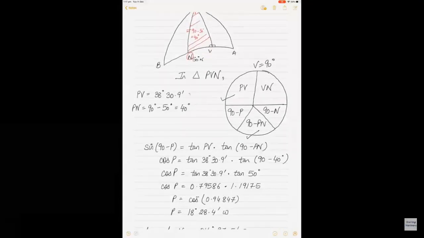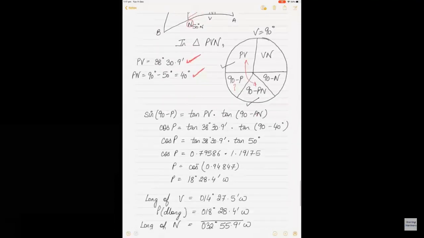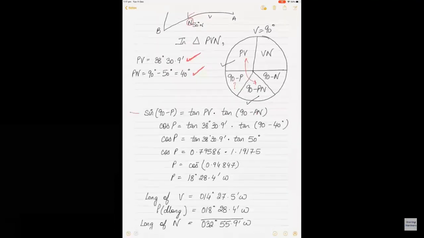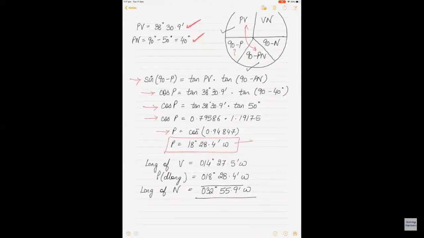In this case, PV is 38 degrees 30.9, as I calculated before. We make the Napier's rules circle, or mushroom. PN is 40 degrees, PV and Vn as I've explained before. All I need to do is find out P, input these three adjacent sides, 90 minus PV, 90 minus PN. So we know two knowns and we need one unknown. Transpose it here, we use tan of adjacents. Sine of the middle, 90 minus angle P, is equal to tan of adjacent, cos P, and we know Pn and PV. Putting the values here, what you should be getting is P as 18 degrees 28.4 minutes west.